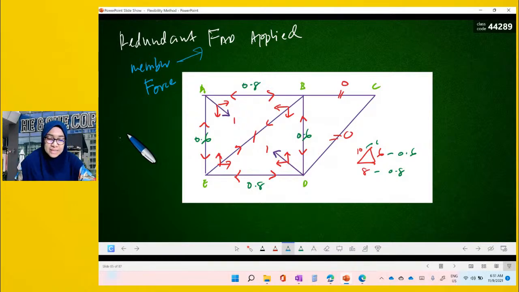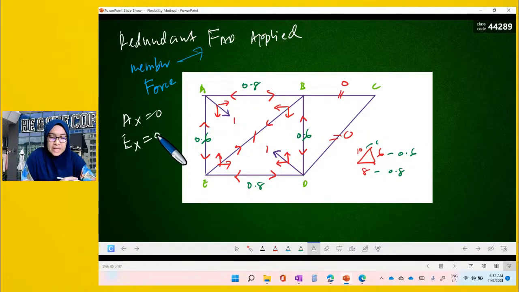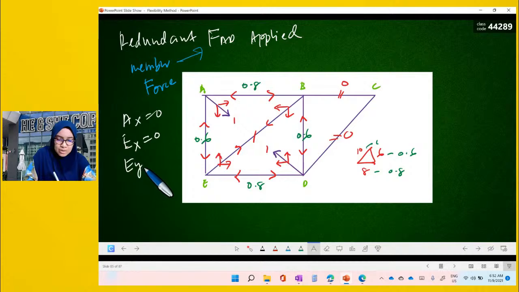So by looking at this truss, there is no reaction value at all, because there is no external horizontal reaction, and there is no external vertical reaction. So automatically there will be no reaction value. AX will be equal to 0, EX also equal to 0, and EY is equal to 0.